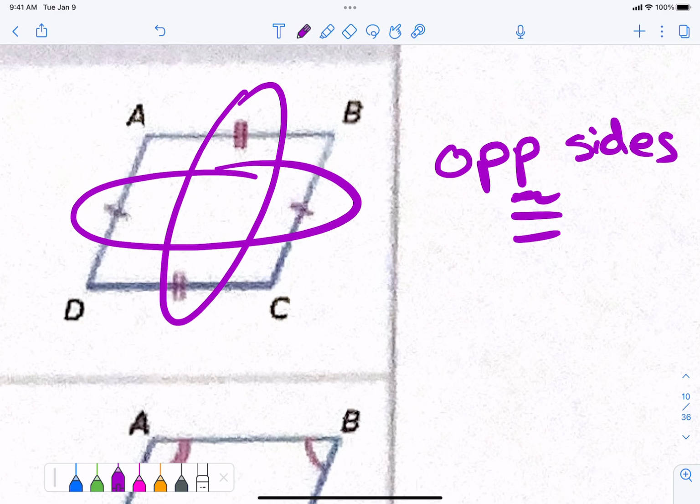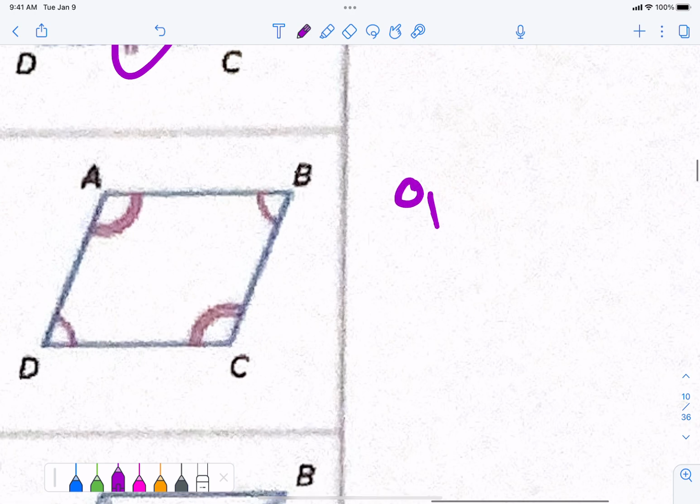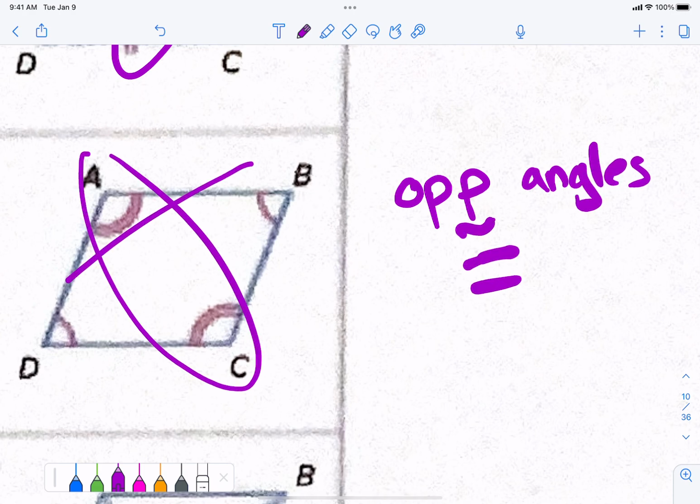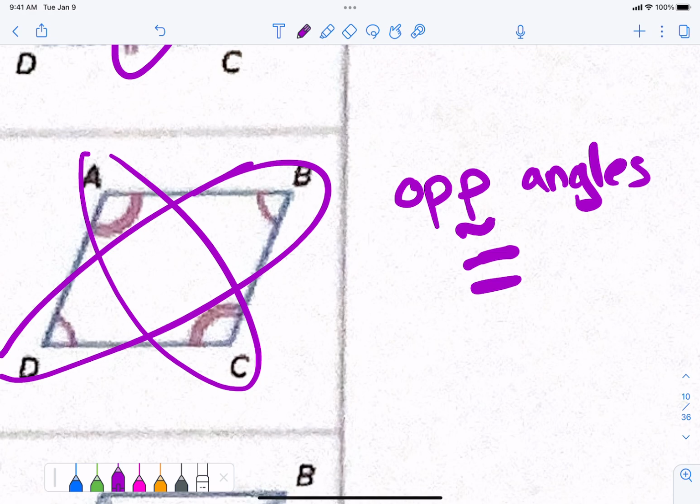All right, the next one says that if both sets of opposite angles are congruent, then I know I'm looking at a parallelogram. They don't even have to tell me any information about the sides. They don't have to tell me that they're congruent. They don't have to tell me that they're parallel. I know I'm looking at a parallelogram if the opposite angles are congruent.